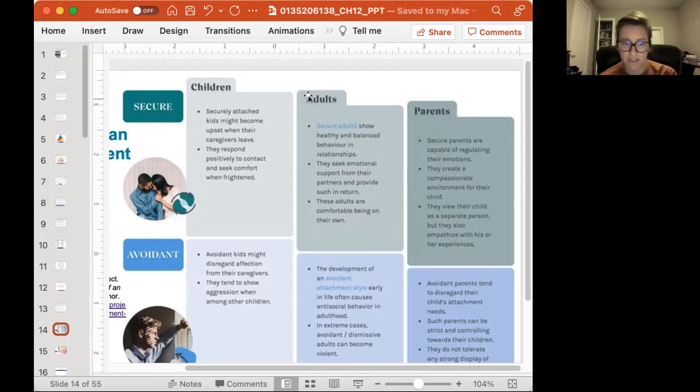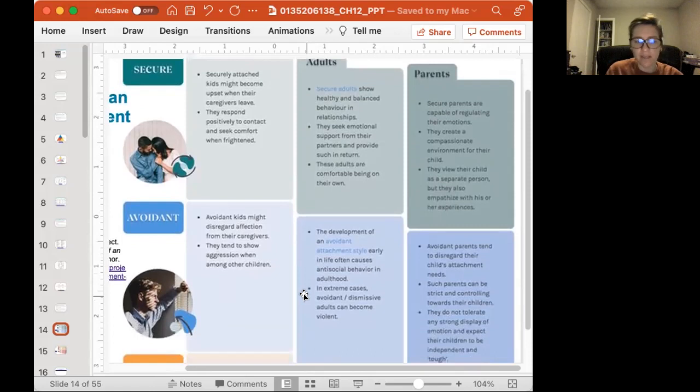And as parents, secure parents are capable of regulating their emotions. They create a compassionate environment for their child. They view their child as a separate person, but they also empathize with his or her experiences. Right, so there's not enmeshment taking place, where there's lack of boundaries and everyone's sharing an identity. That would be enmeshment. No one's allowed to be themselves, have their own boundary, have their own identity, do what they want to do. Everyone kind of has to have similar values, morals, rules, limits within which they function.